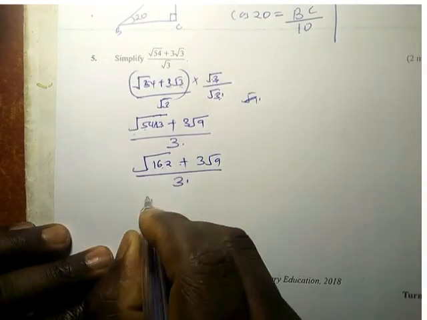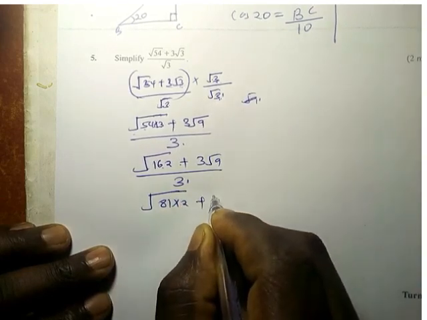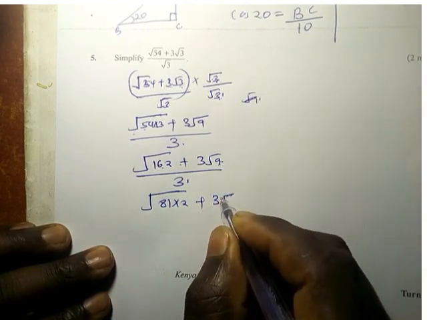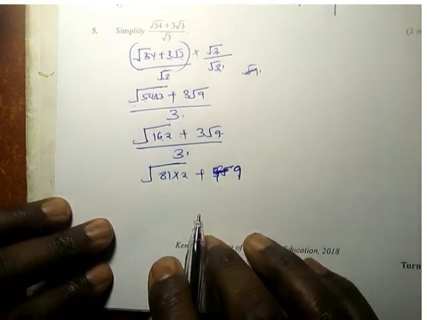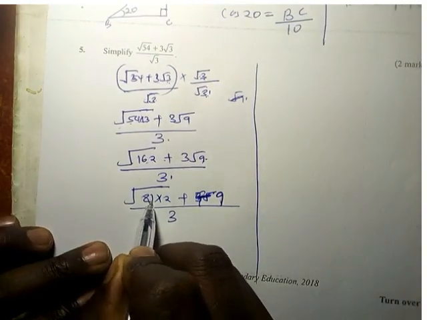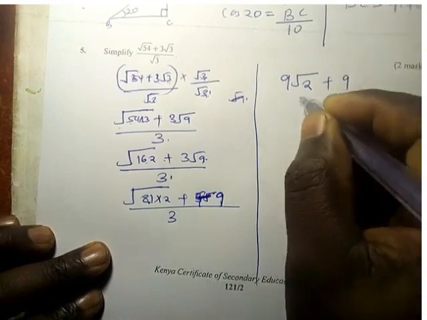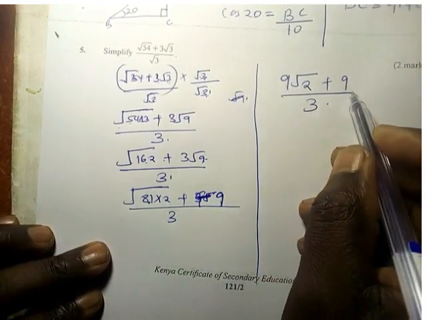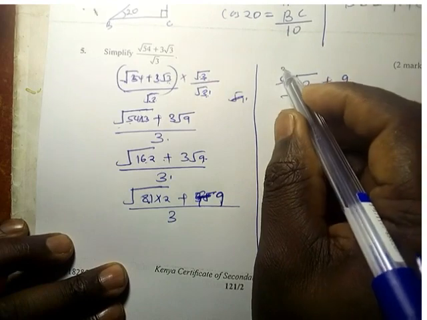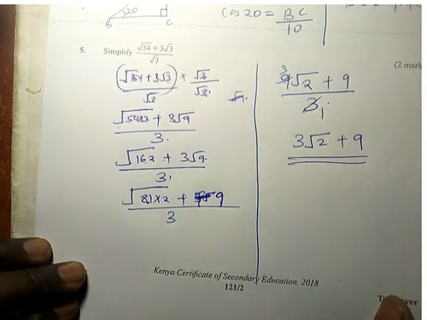Root 162 can be written as root 81 times 2 plus 3 root 9. Root 9 is just 3, so it is 3 times 3. This one is going to be 9 actually. Then divide by 3. Now the square root of 81 is 9, so we will have 9 root 2 plus 9 over 3. So 3 can cancel with this one, 3 can go here once, here 3. So we will have 3 root 2 plus 3 as the final answer.